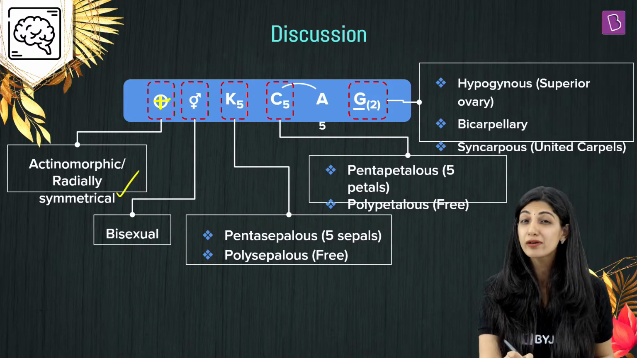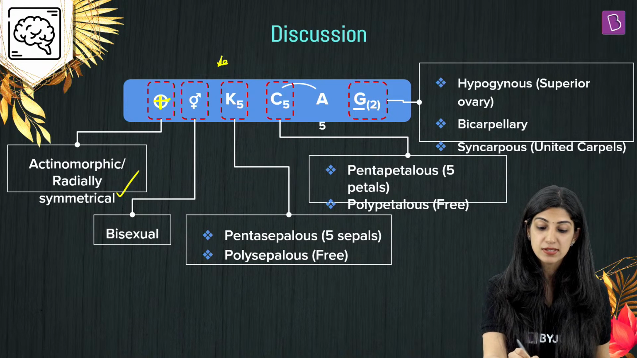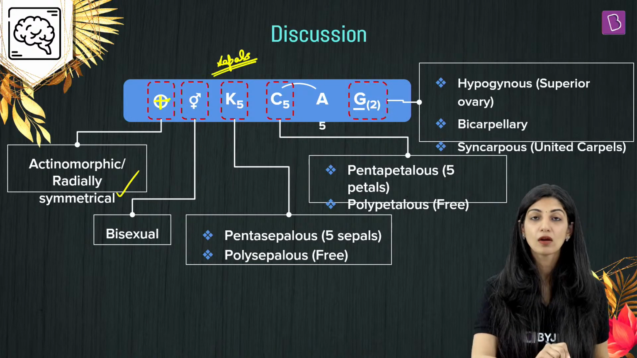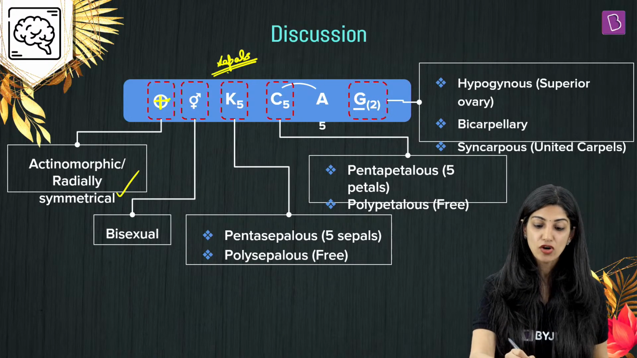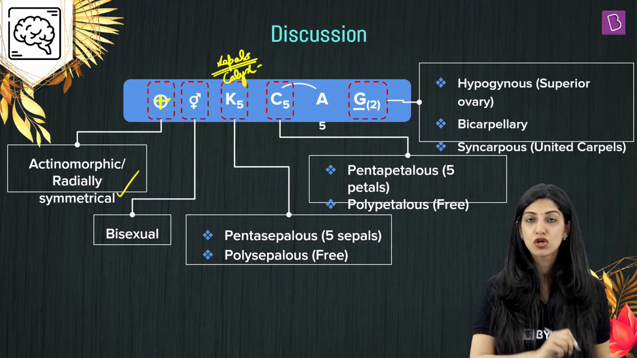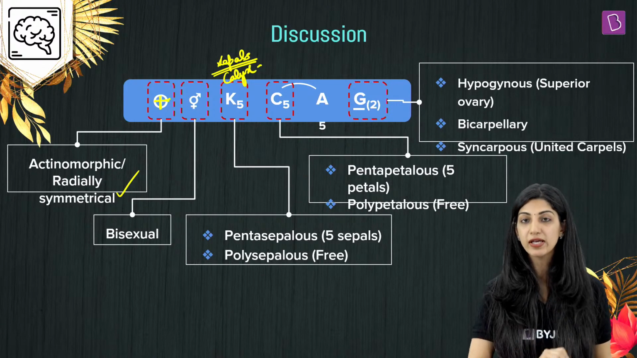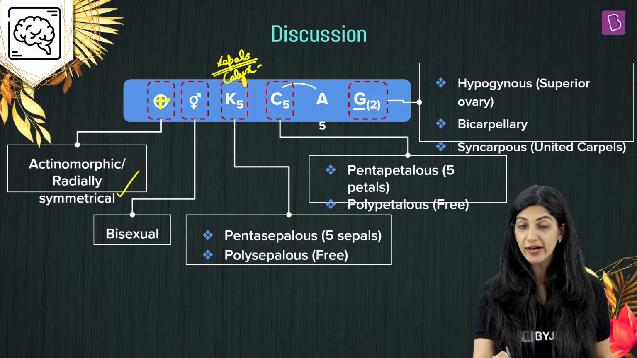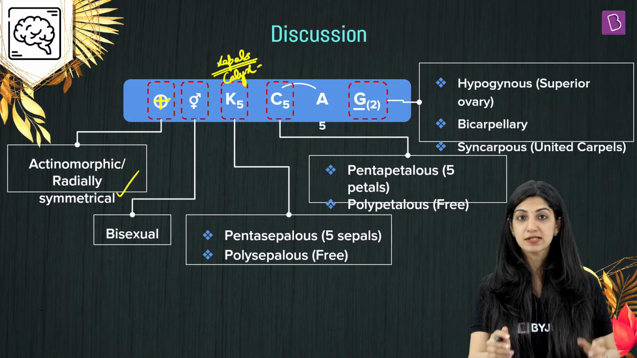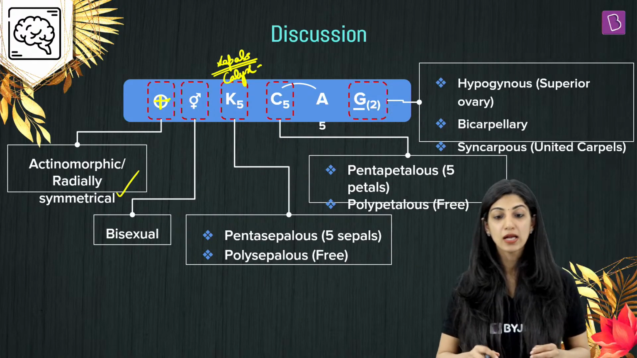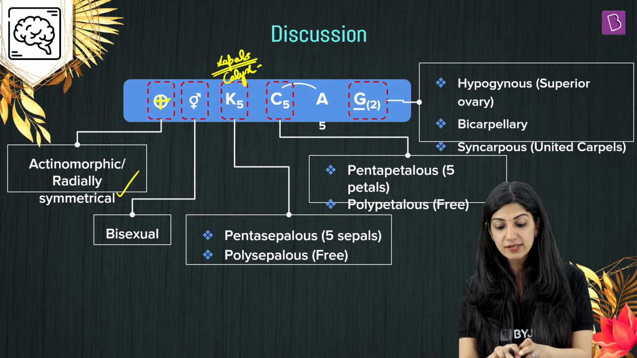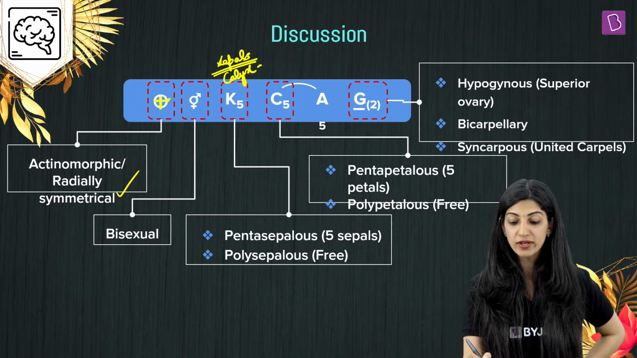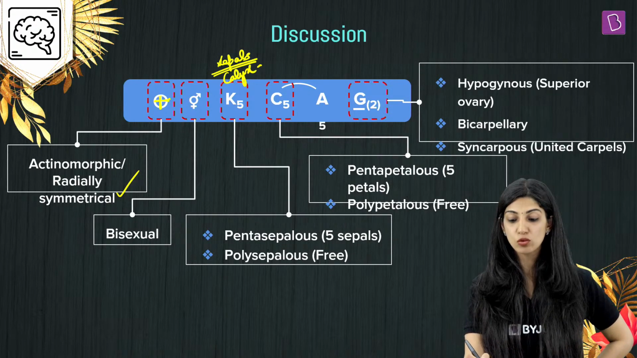Then K is for sepals. Yes, it is for calyx. So there are 5 in number, they are free. Corolla, 5 petals, they are free. This is a pentamerous flower. But the fusion of the petal is happening with androecium. What is this quickly? Let me see who answers this.